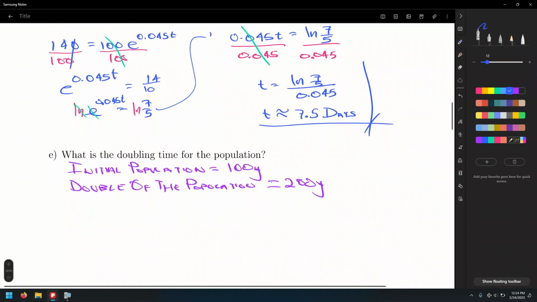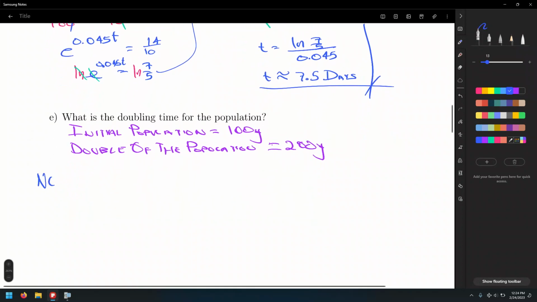So again, let's write the equation again. N of t equals 100 e to the negative 0.05 t. And in this case, we want to know when N equals 200. Oops, 0.045, right? Where did I get the negative? Never mind. And 0.045.